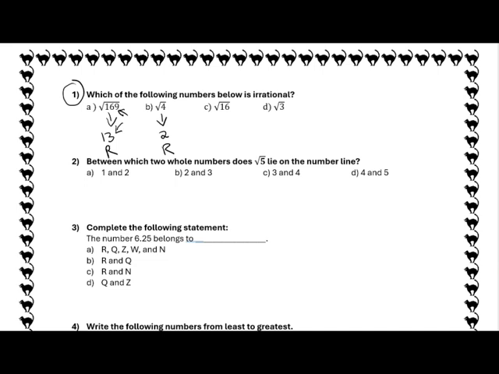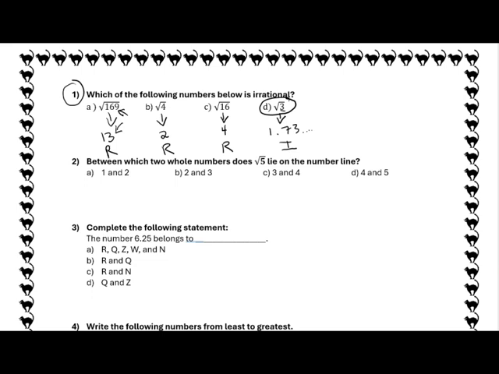For C, the square root of 16, the root is 4, because 4 times 4 makes 16. That's rational. The square root of 3. 3 is not a perfect square. If I put the square root of 3 in a calculator, I get something like 1.73, and it keeps going with all these crazy numbers. That means it is irrational, so D is our answer.